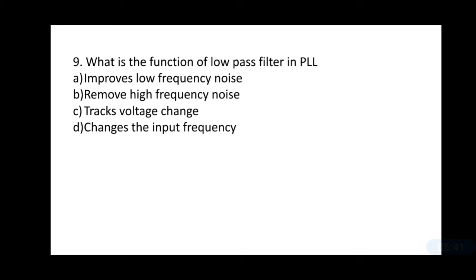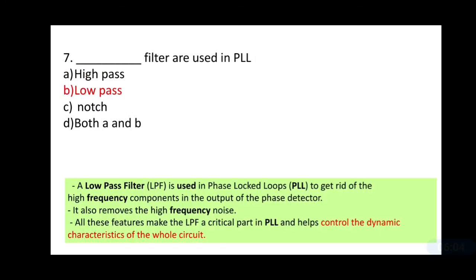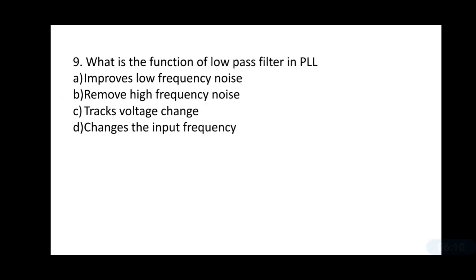Next question. What is the function of the low pass filter in PLL? Option A, improve the low frequency noise. Option B, remove high frequency noise. Option C, track the voltage change. Option D, change in the input frequency. This is related to the earlier question. It also removes the high frequency noise. The correct option is B, remove high frequency noise. The main function of the low pass filter in PLL is to remove high frequency noise.